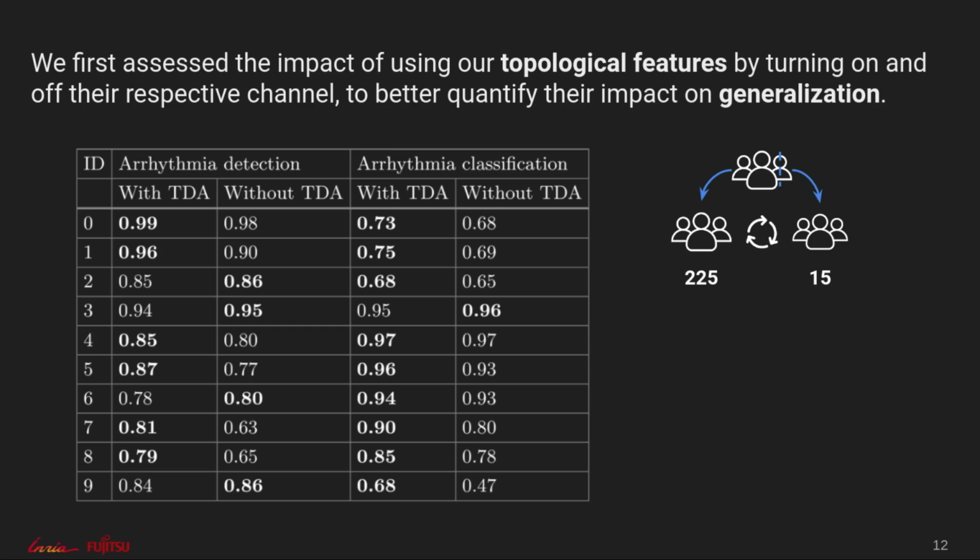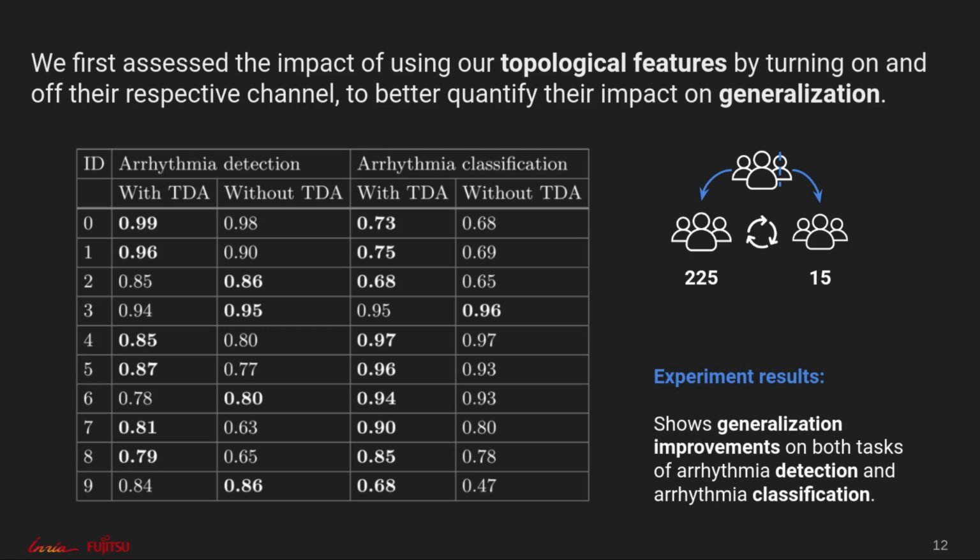Whether it be the binary classification task or the 13-class classification task, using the topological features either greatly improved the performances or, if not, kept them at the same level as the architecture would have without the CNNs attached to the Betti curves. Ultimately, what it shows is a great improvement in generalization on both tasks for arrhythmia detection and classification.